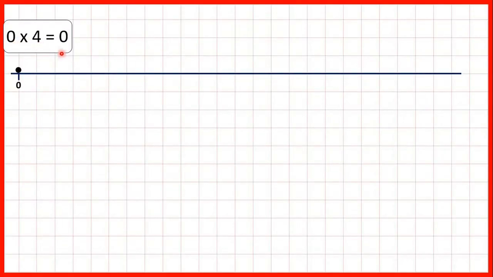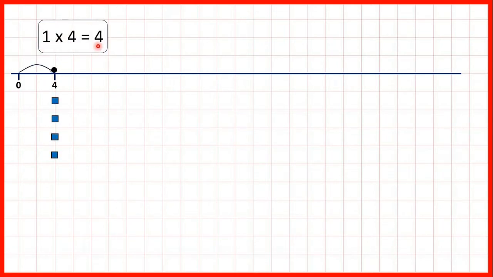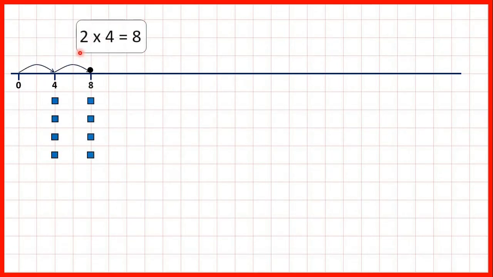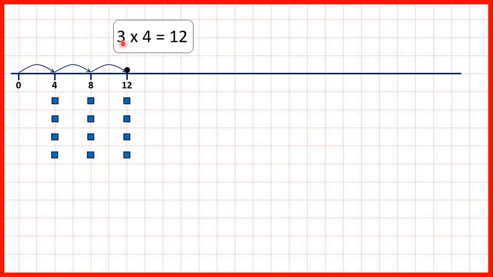Zero times 4 is 0. 1 times 4 is 4. 2 times 4 is 8, because if we have 2 groups of 4 counters, we have 8 counters altogether. 3 times 4 is 12, because if we have 3 groups of 4 counters, that gives us 12 counters.